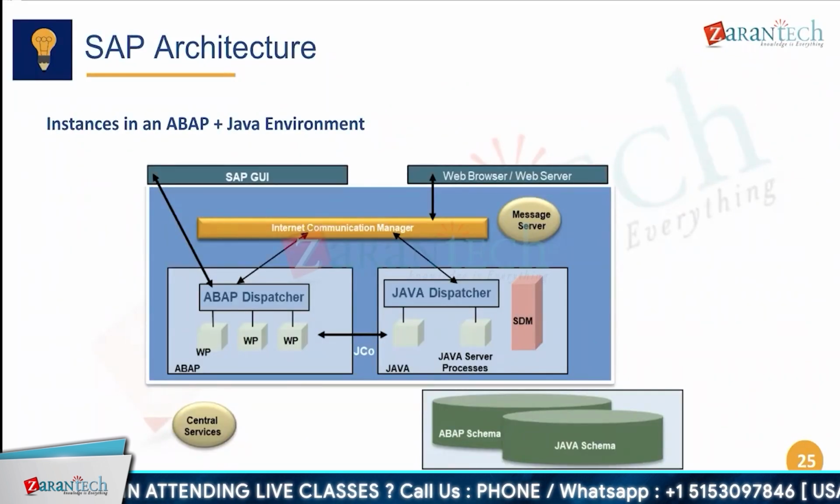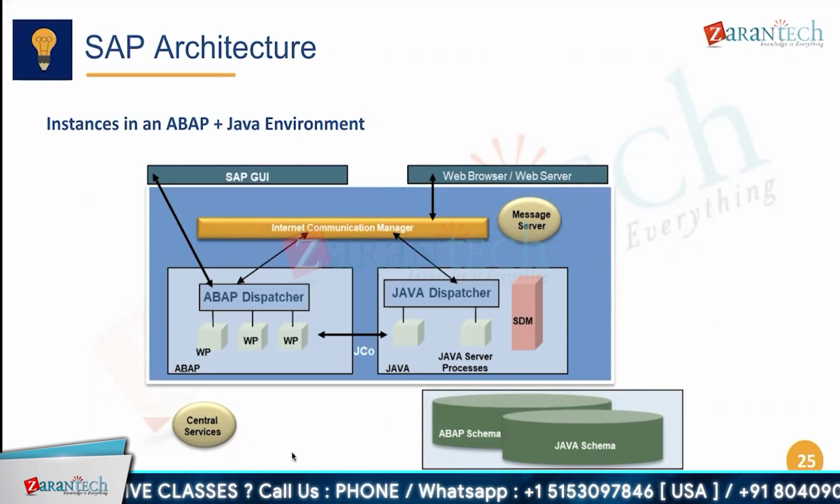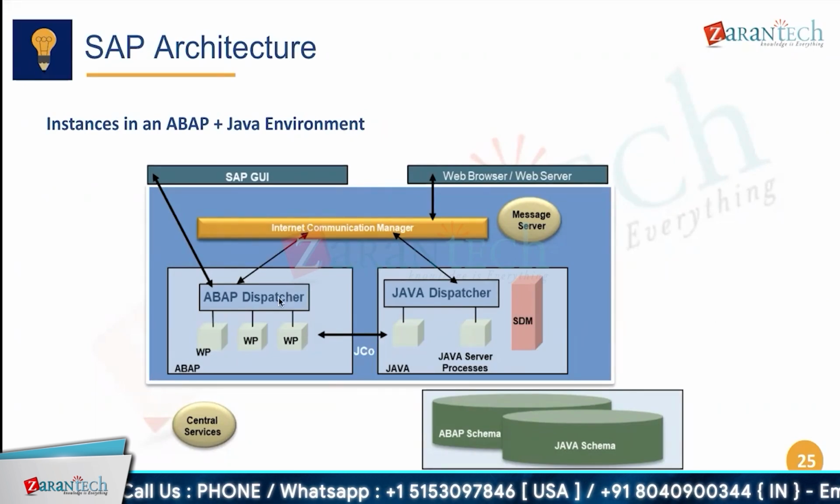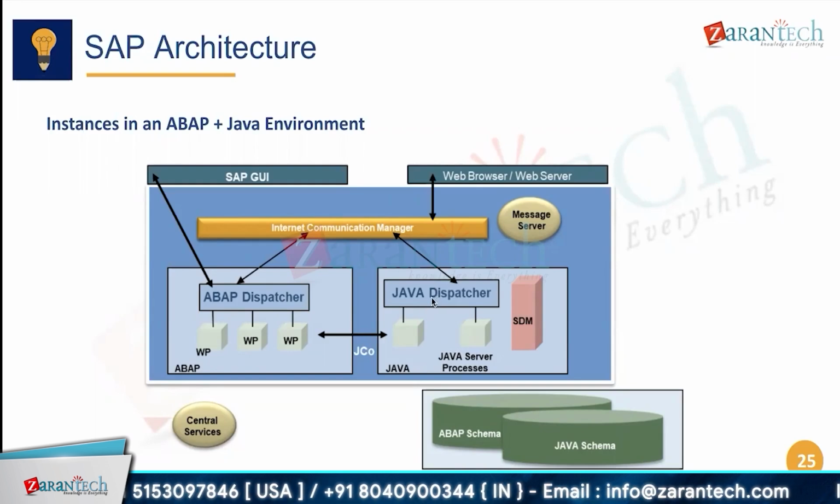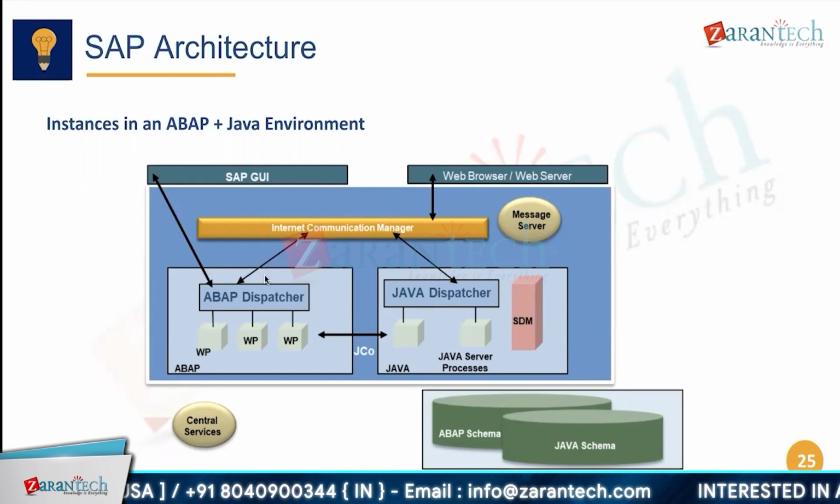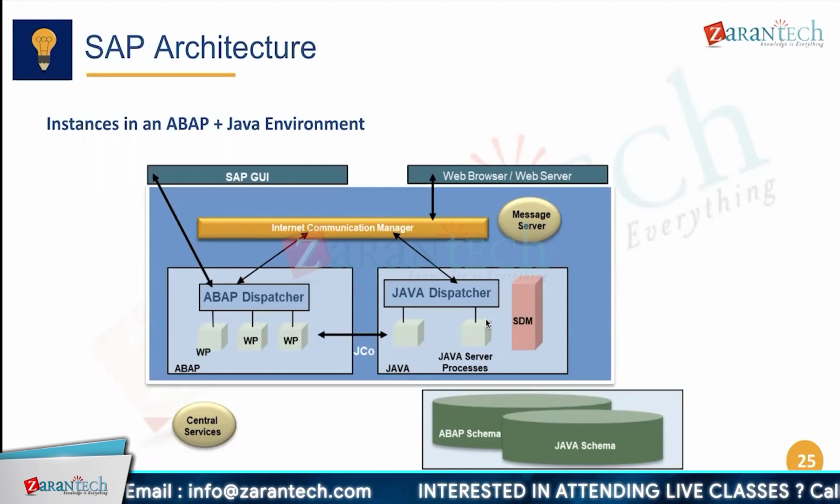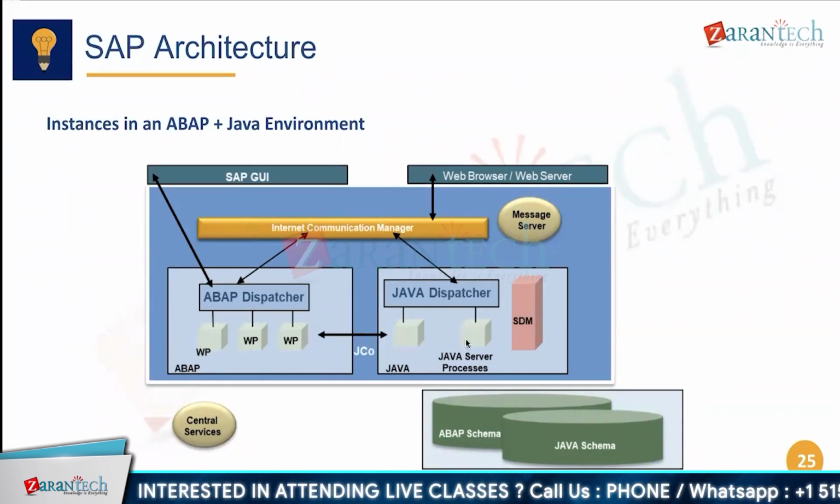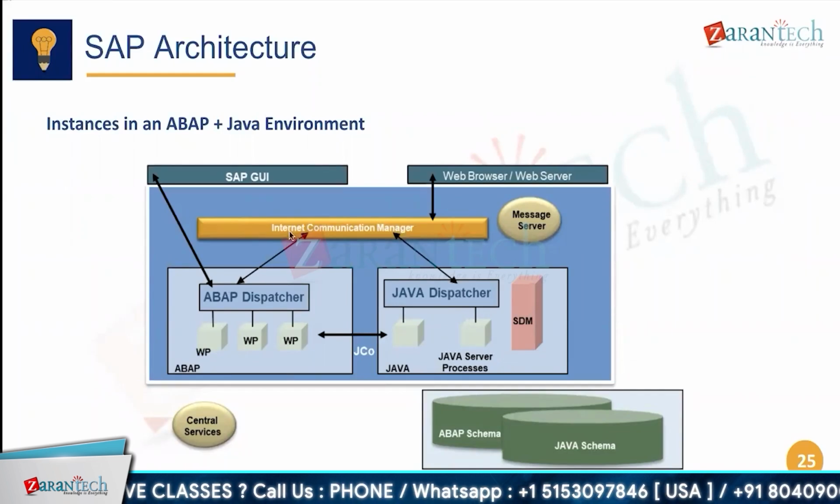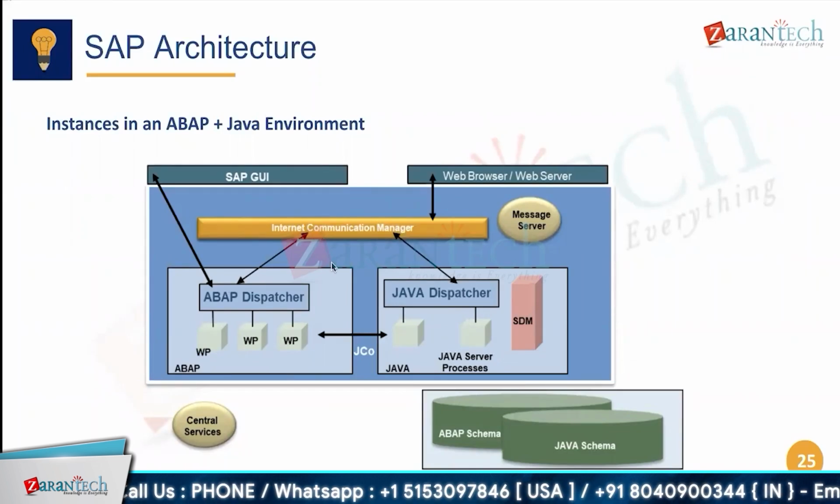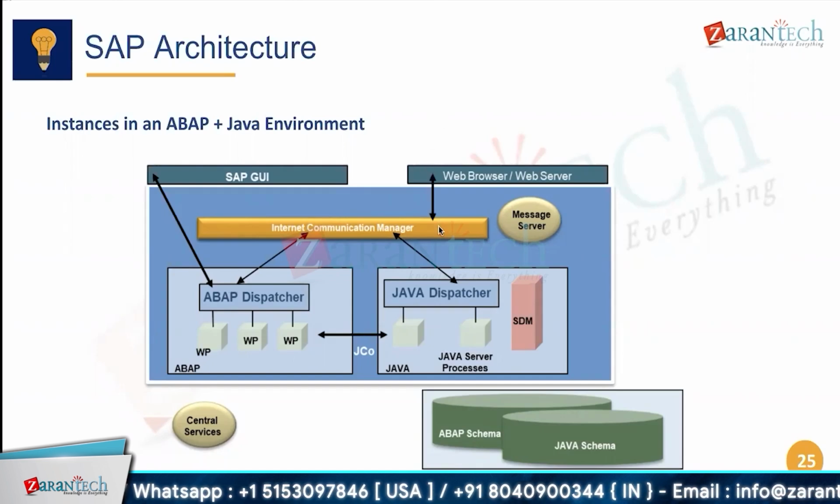JCO, Java connector. For example, if a request comes to the ABAP and the ABAP thinks that it's a Java task that has to be done, the dispatcher passes that Java-based task through JCO, the Java connector, to the Java side. Java will do that job and then give the result to the Internet Communication Manager, which passes it to the web browser or whoever needs that access.